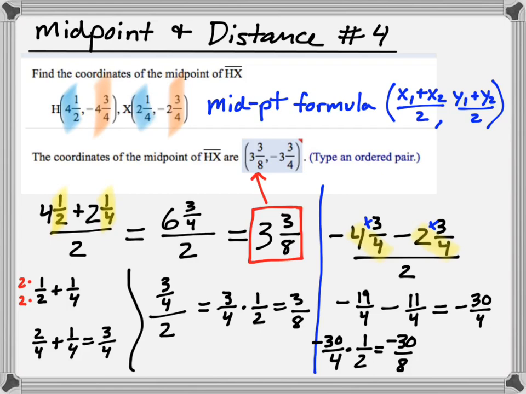And now I'm going to turn this back into a mixed fraction. Okay, 8 goes into negative 30 about 3 times with the remainder of 6, so now I have negative 3 6/8. And now I'm going to reduce that 6/8, and I get negative 3 3/4.